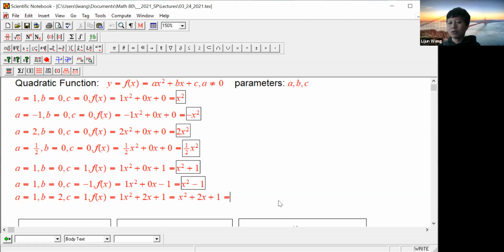Everybody, please look at those perfect square tables we have worked on. What do you see? Is this a perfect square? If it is, what is it?